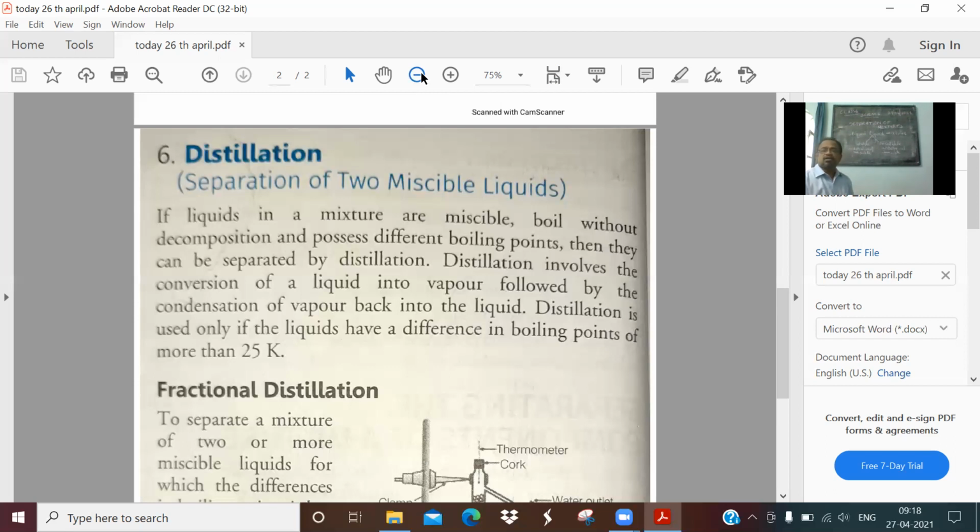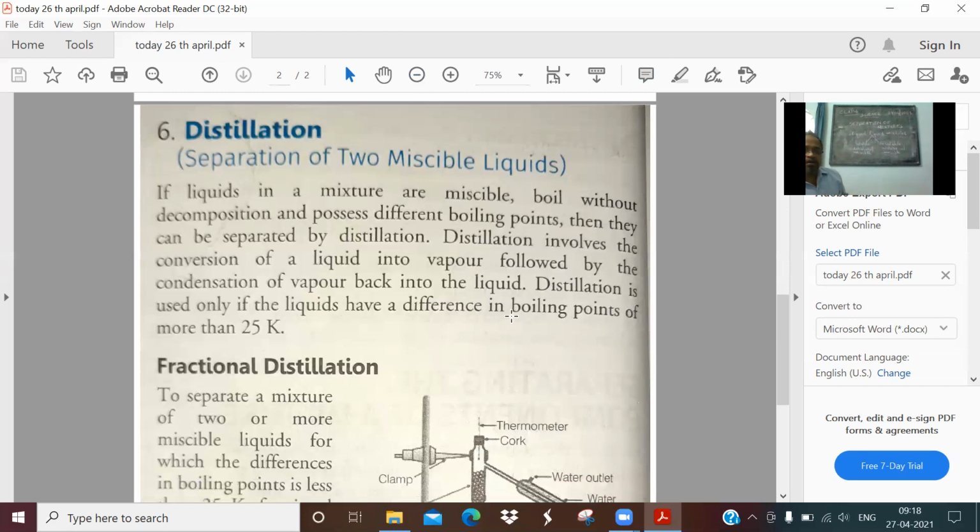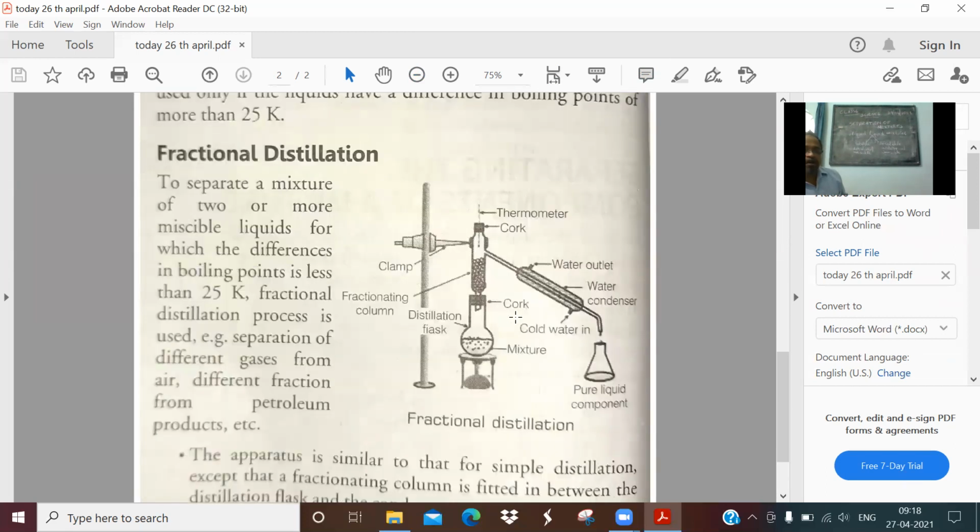It is called fractional distillation because there are more than two components present. Each component is called a fraction. They differ in their boiling points. Just there is a demonstration to show fractional distillation. Look into that figure, fractional distillation. Just have a look at the apparatus.